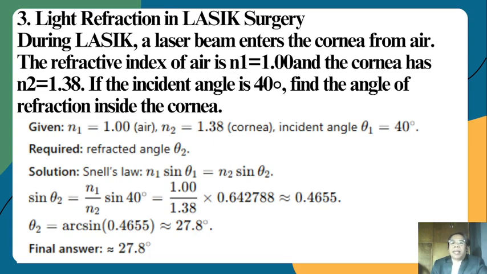So we're given n1, 1.0, which is the air, n2, 1.38, which is the cornea, and the incident angle theta 1 is equal to 40 degrees. We are asked to obtain the refractive angle theta 2.